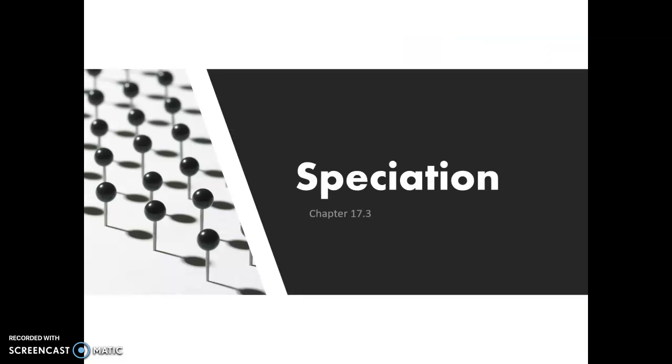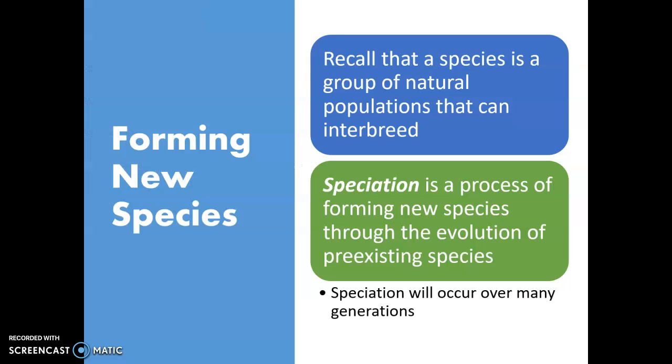Okay? The last part of this section is going to be speciation, and this is going to be chapter 17.3. If you would like some page references, that is going to be pages 411 to 414 in your book. So let's get into it.